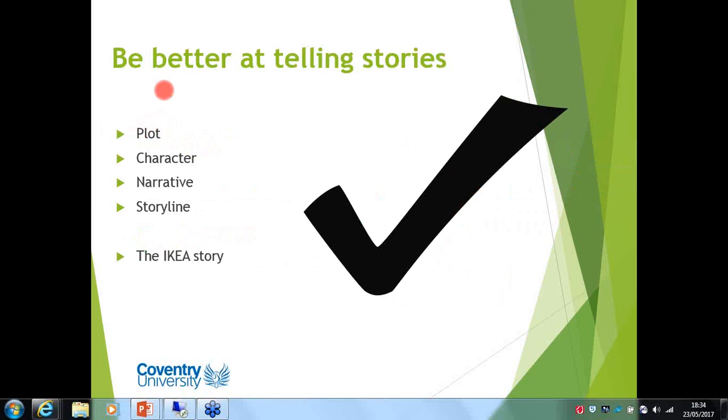Are they very good at picking up and creating a plot? Are they very good at developing character? Is it that they're very good at developing themes and narratives? Is it the storyline that they're good at? Being able to do these things could transform how you're perceived in the workplace, as well as encouraging a more positive and constructive environment.